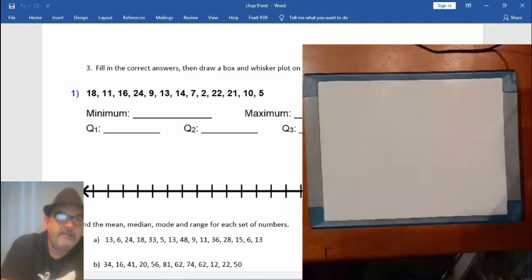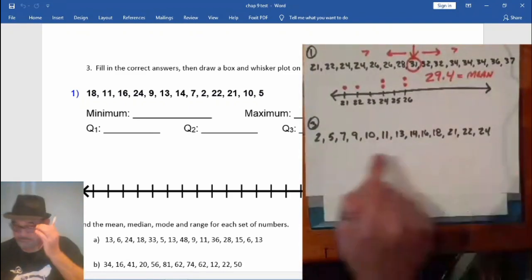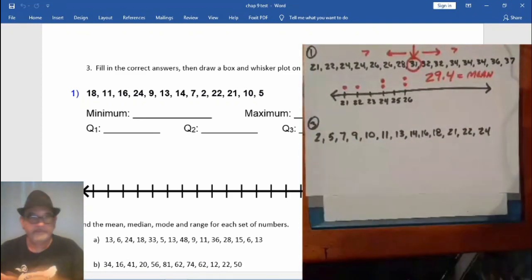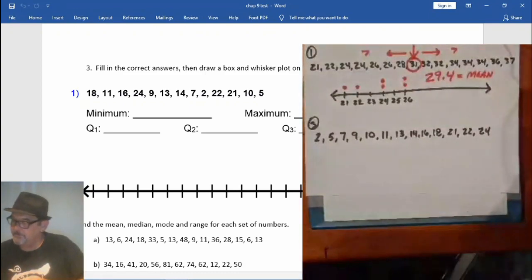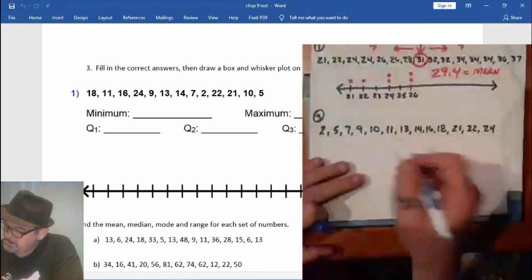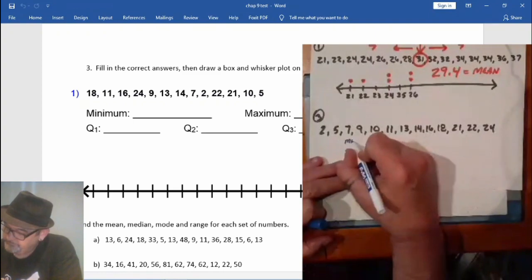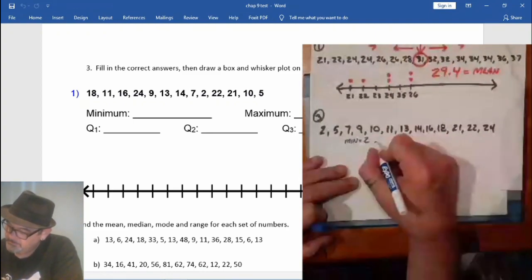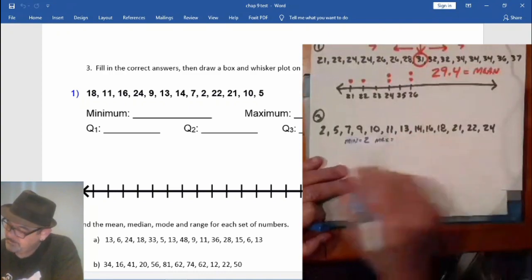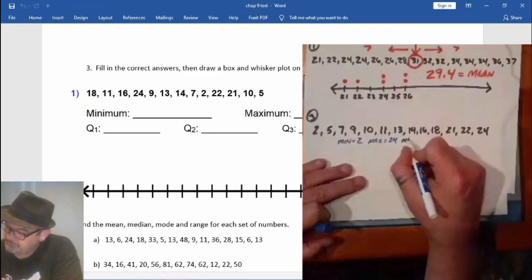So, first thing we have to do is put these numbers in order, which I've done here, number 3. So here's the data points put in order. That allows us to easily figure out, let's see, I'm going to put this here. So the minimum is obviously 2. The maximum is obviously 24.